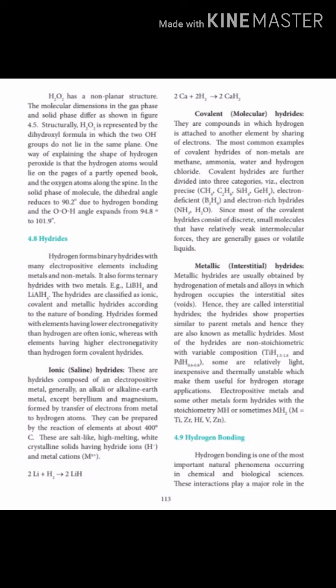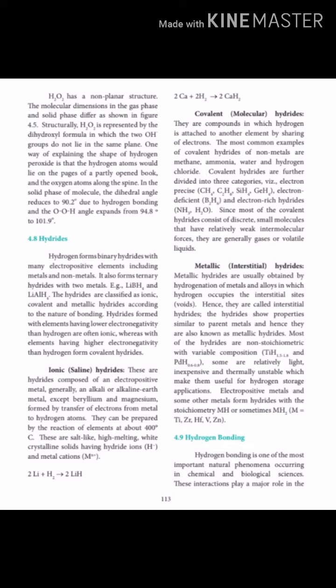First, for example, alkali metals: lithium plus hydrogen gives lithium hydride. Alkaline earth metals, for example: calcium plus hydrogen gives calcium hydride. Another example, strontium plus hydrogen gives strontium hydride. Barium plus hydrogen gives barium hydride, etc.